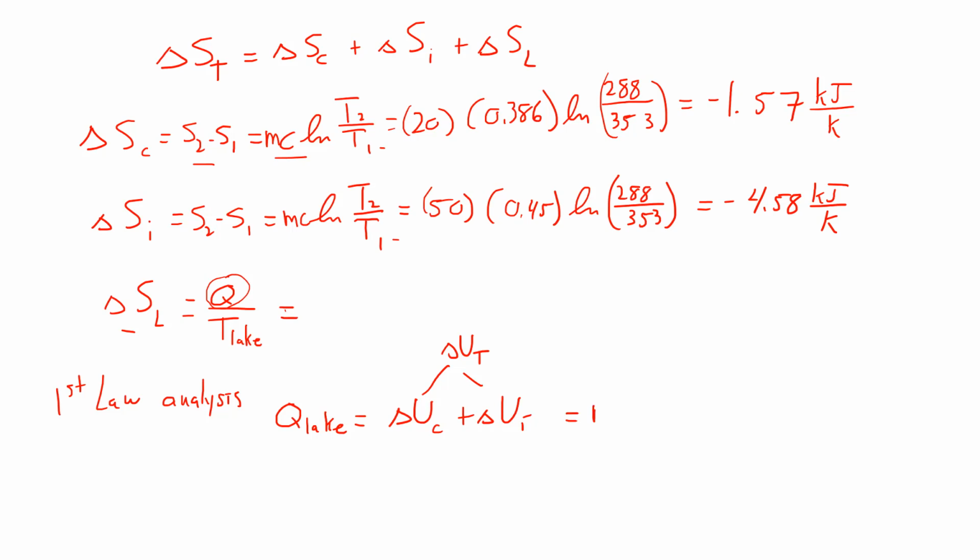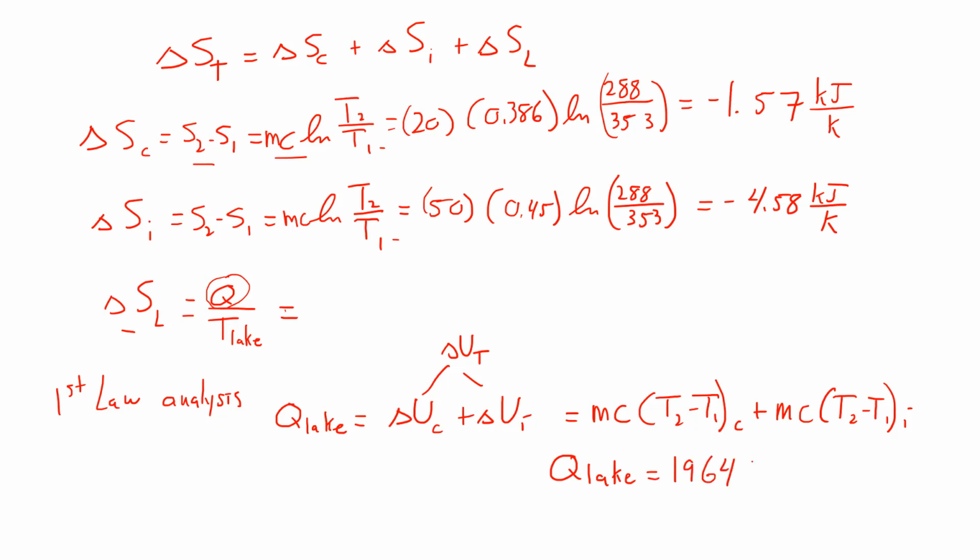Now it's constant specific heats, so my internal energy change would be approximated as m c delta T. So I have m c delta T of the copper block plus m c delta T of the iron block. All the parameters in this equation are known, so I can plug in all the parameters, and I get that the heat transfer to the lake from the two blocks is 1,964 kilojoules. Okay. I can go back and plug in the fact that the heat gain to the lake is 1,964 kilojoules.